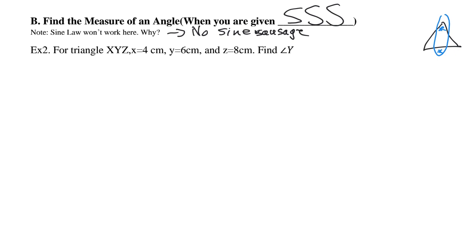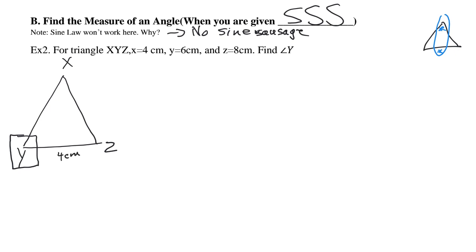So now let's go on to our problem for the triangle XYZ. First thing that we're going to do is draw our triangle XYZ. So here is X, here is Y, and here is Z. And we are looking for angle Y. Across from X is 4 centimeters, so we're going to write 4 centimeters here. Across from Y is 6, so we're going to write 6 centimeters. And side Z is 8 centimeters.